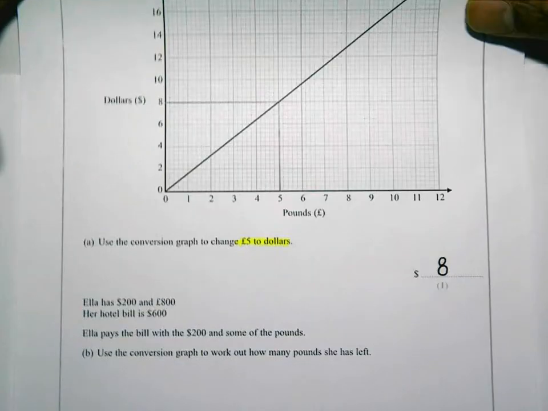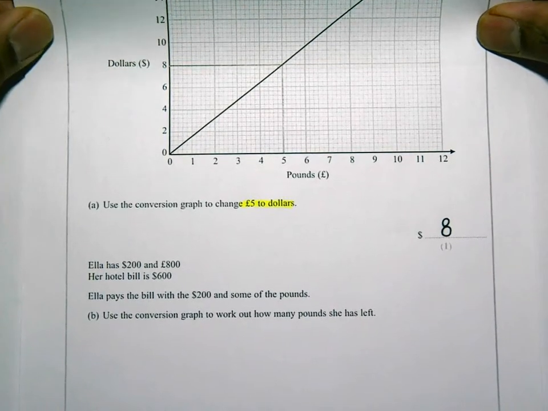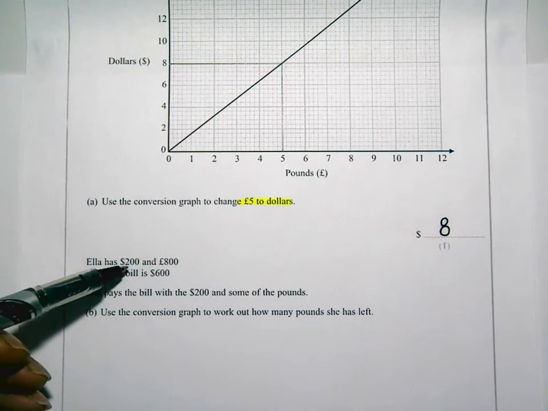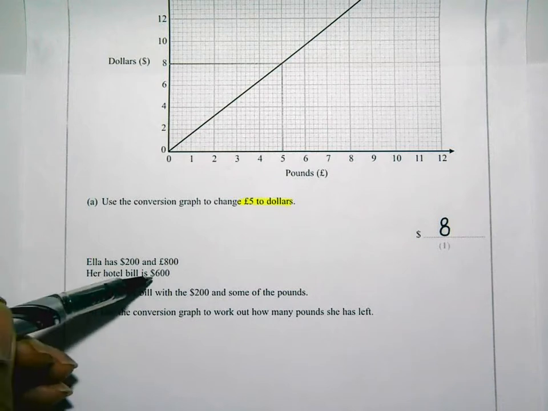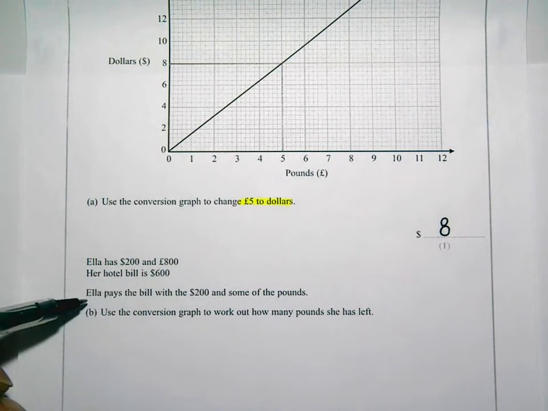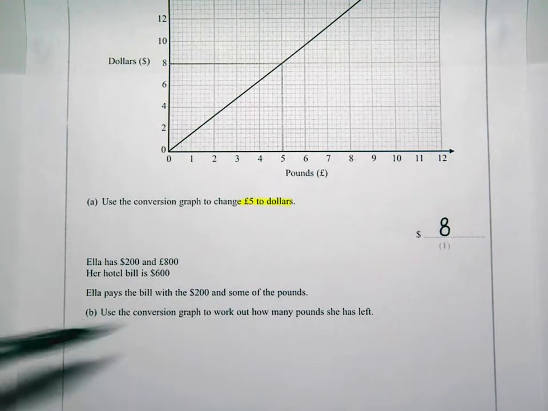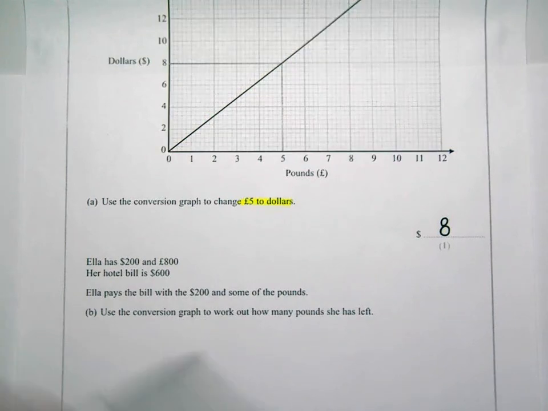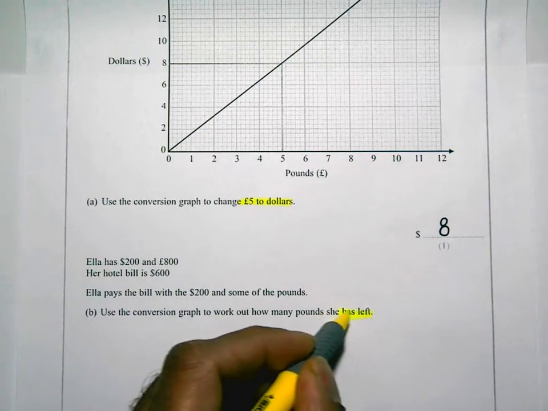So in part B, what have they said? Ella has $200 and £800. Her hotel bill is $600. Ella pays the bill with $200 and some of the pounds. Use the conversion graph to work out how many pounds she's got left. So you need to work out how much she has left.